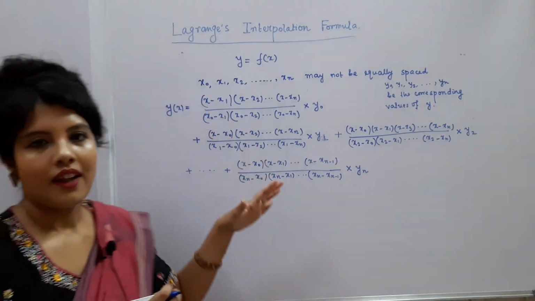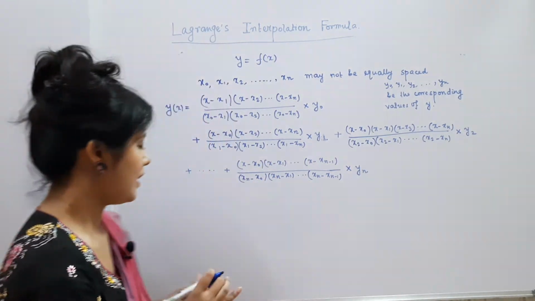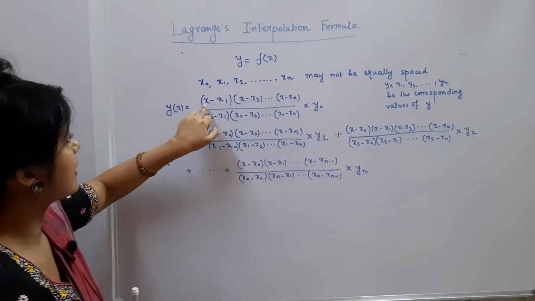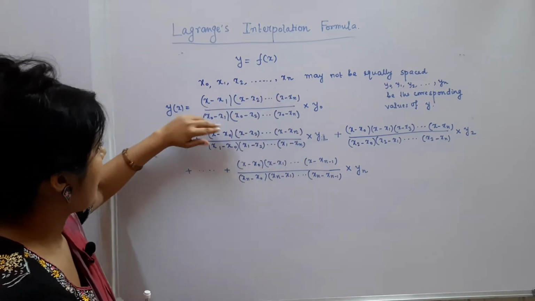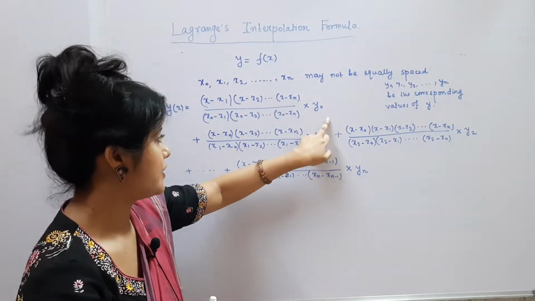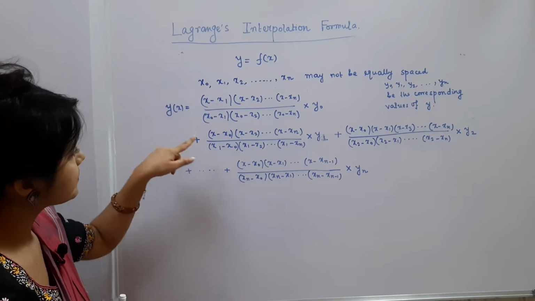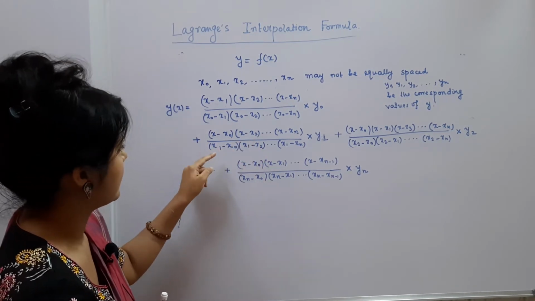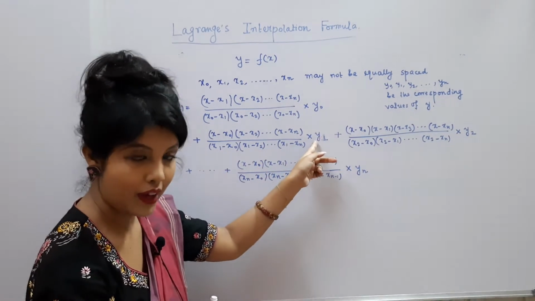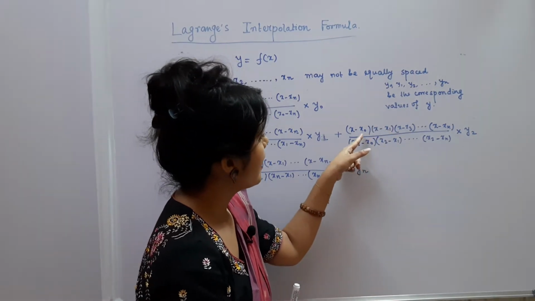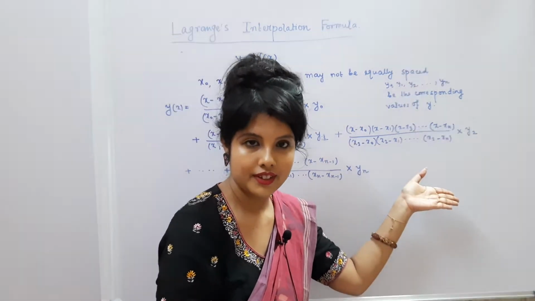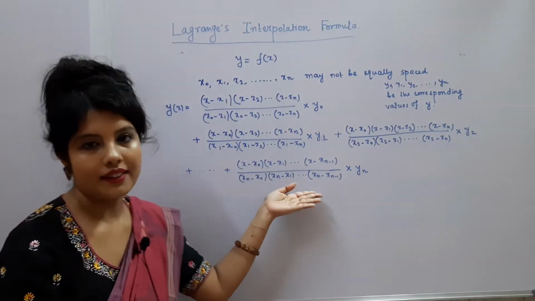So this formula follows a kind of rhythm. In the first term, look at the numerator: x minus x0 is missing, and in the denominator all the terms are subtracted from x0 and it is multiplied by y0. Now look at the second term: the term x minus x1 is missing, and in the denominator all the terms are subtracted from x1 and it is multiplied by y1. In the third term, x minus x2 is missing in the numerator and in the denominator all the terms are subtracted from x2, and finally in the nth term also.